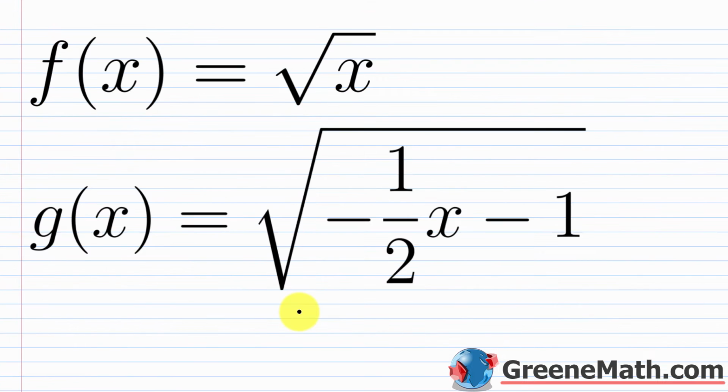All right, now let's cover the more challenging scenario, which is the order of horizontal transformations. We're going to see that this follows the reverse of the order of operations. But where does that come from? Well, let's start off with f of x equals the square root of x, and then g of x equals the square root of -1/2 x minus 1.